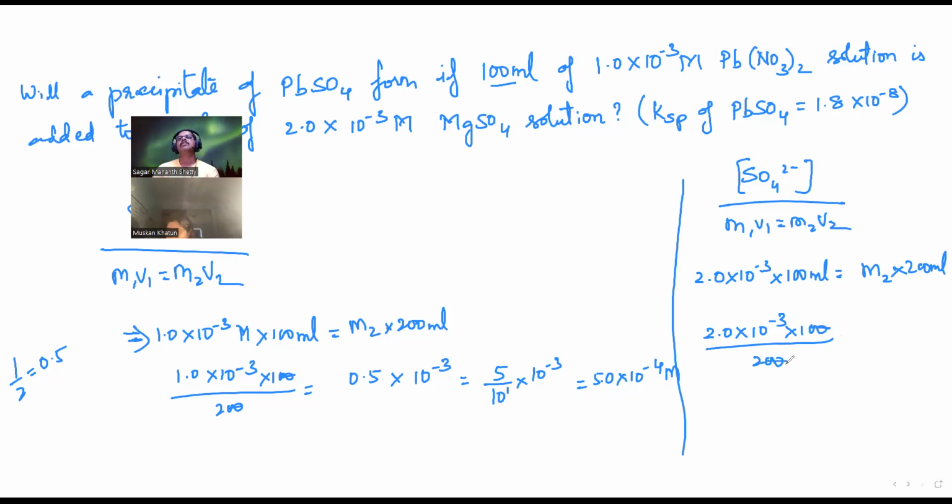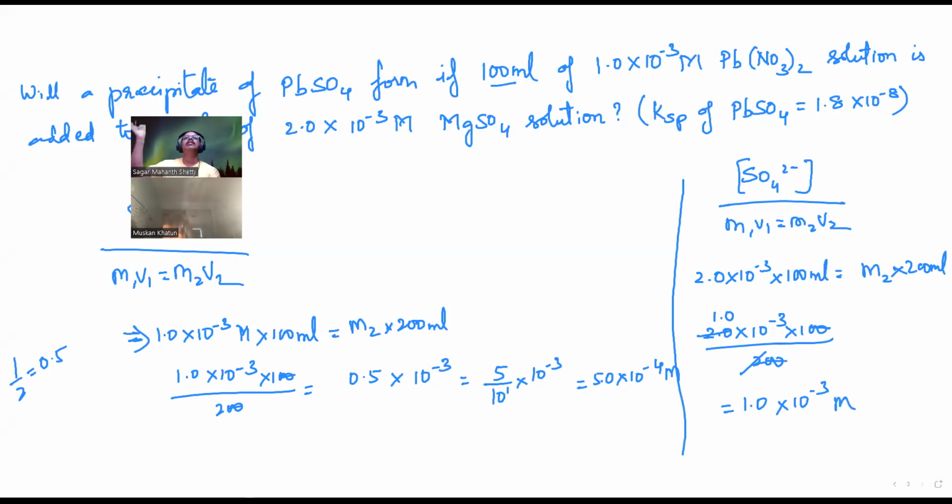So 2.0 into 10 to the power of minus 3 times 100 over 200. So this gets cancelled here. 2 goes how many times in 2? It goes 1 time. So what do we get here now? 1.0 into 10 to the power of negative 3. This is the molar value for sulfate.